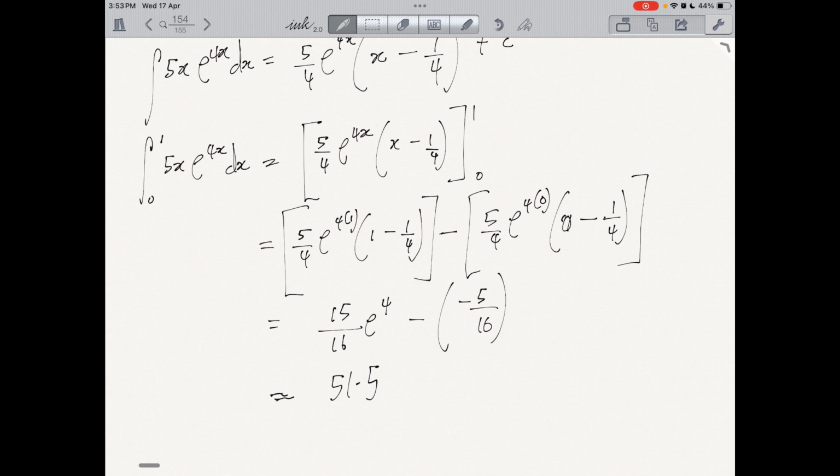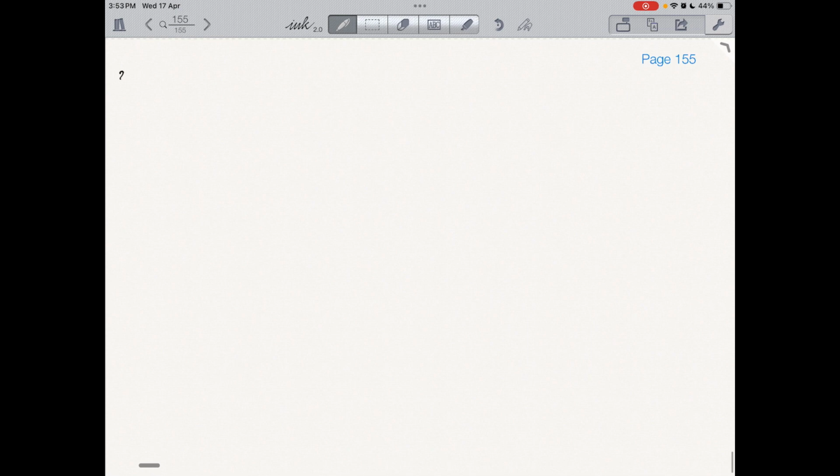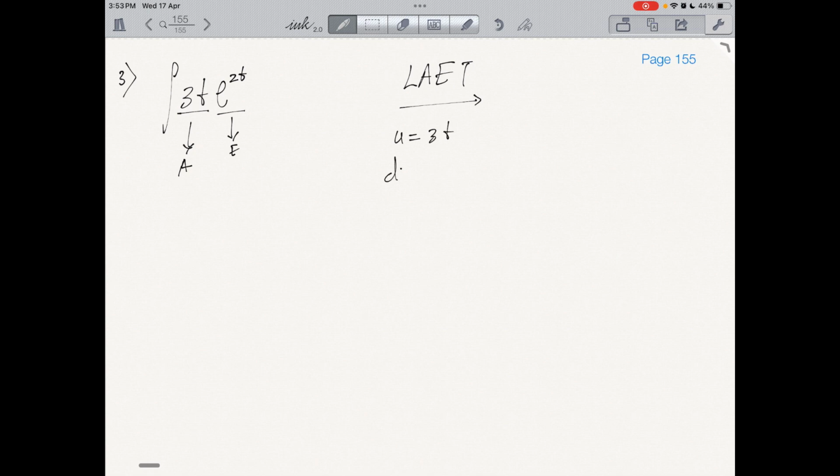Let's take another example. Let's evaluate with respect to t the integral of 3t exponential 2t. Now we know that this is arithmetic and this is exponential. And we are dealing with the principle LAET, where our u therefore will be 3t and our dv will be exponential 2t with respect to t. So you can pause the video now and try this.